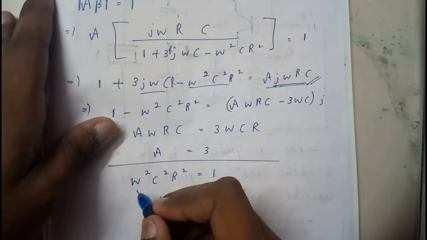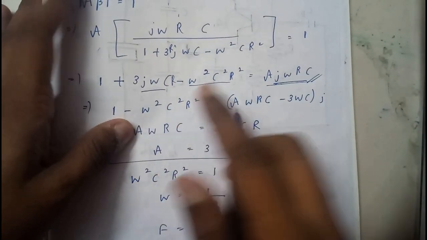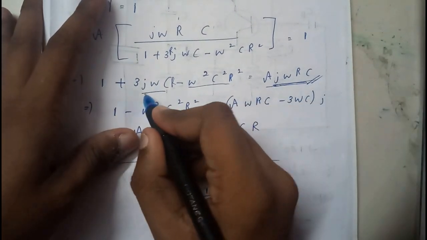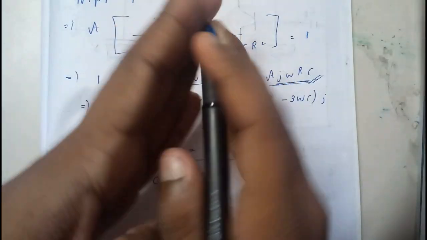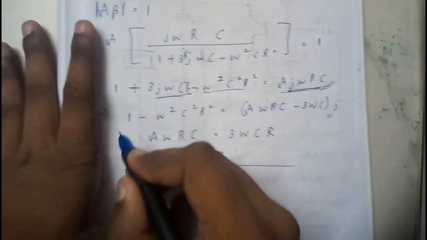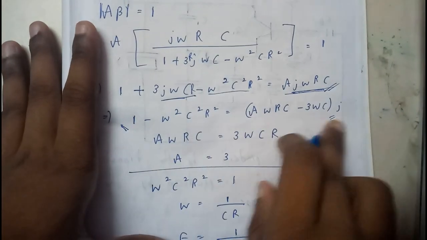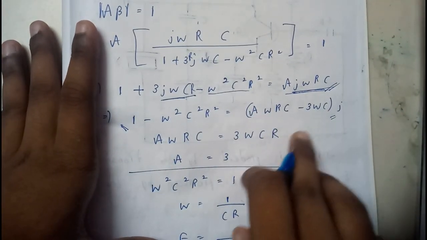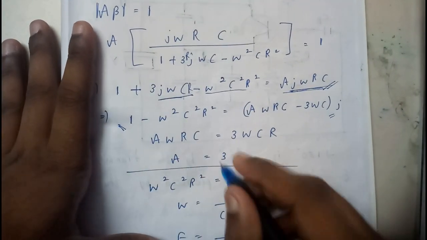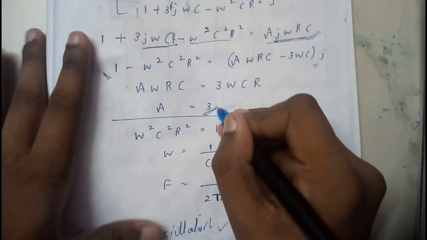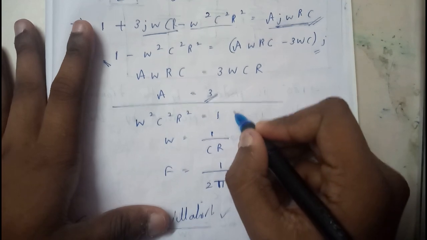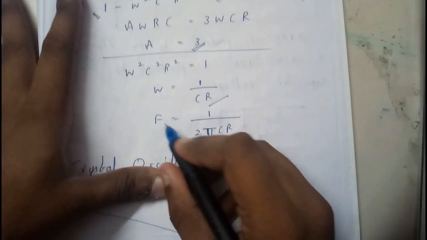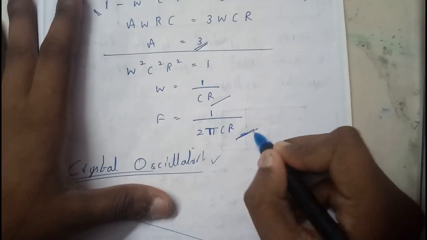You need to be careful, guys, because those things matter. So now if you observe cleanly, this is completely matching with this. Okay. So writing the imaginary part on one side and the real part on the other side, we're gonna get an equation like this. So making imaginary equal to 0, we're gonna get the value of A is equal to 3. And making real part equal to 0, w square c square r square is equal to 1, w is equal to 1 by CR, f is equal to 1 by 2 pi CR.